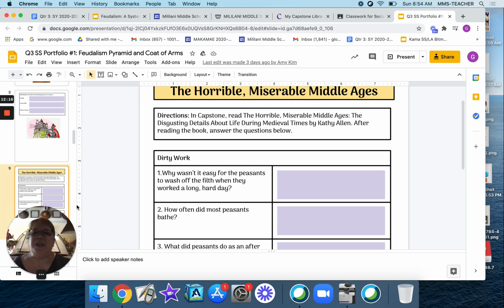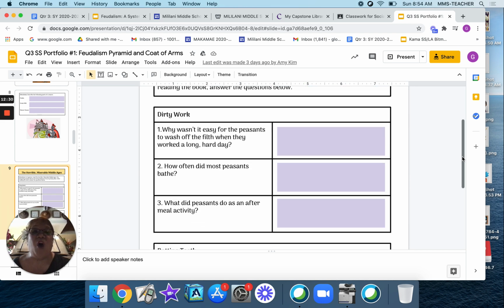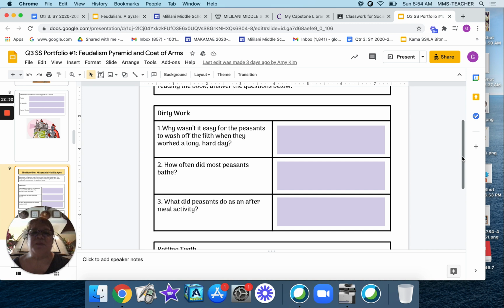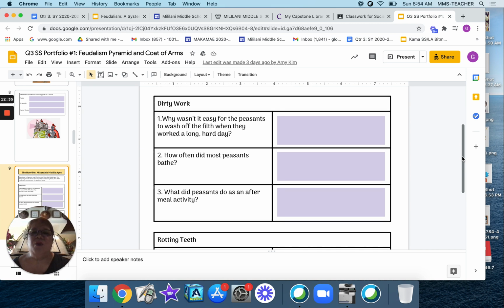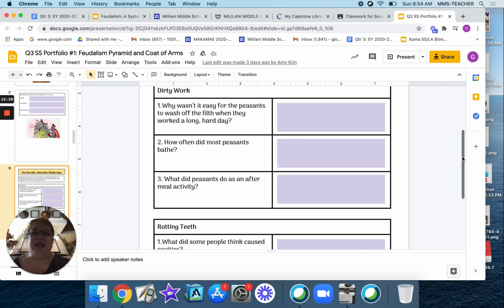The first page talks about dirty work. Okay, dirty work. Why wasn't it easy for the peasants to wash off the filth when they worked a long, hard day? Question number 2. How often did most peasants bathe? Question number 3. What did peasants do as an after-meal activity?